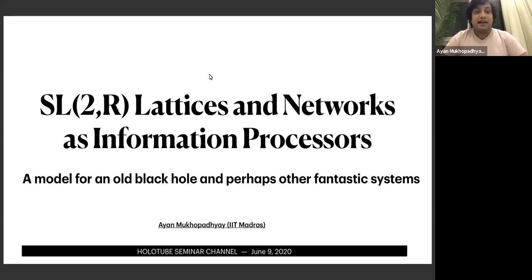So I'll be talking about my upcoming paper, which has a technical title, SL2R lattices and networks as information processors. But there is also a simpler title: it basically talks about a model for an old black hole. It tries to see how you can model an old black hole as an information processor.